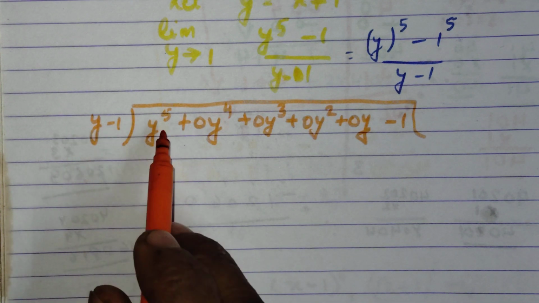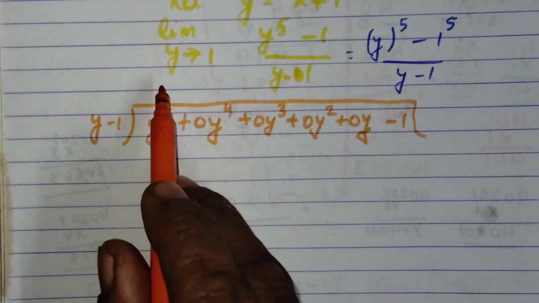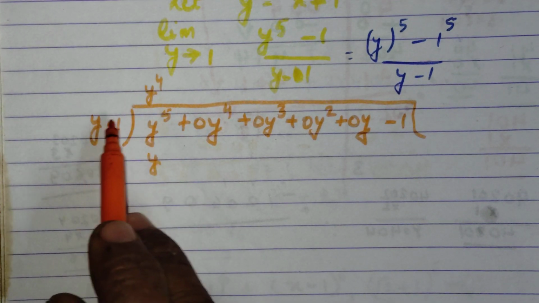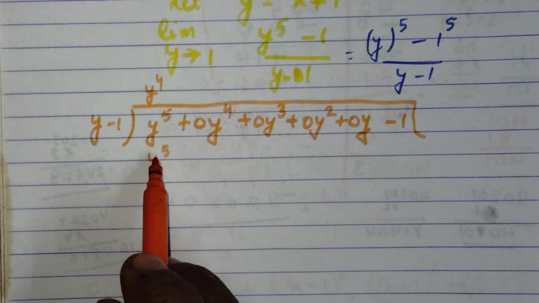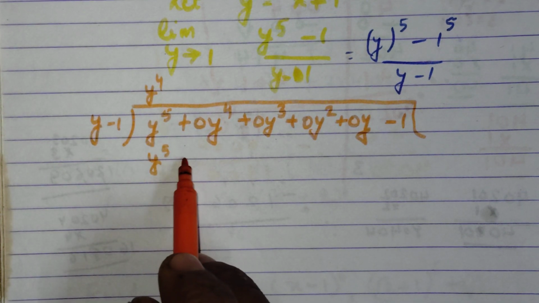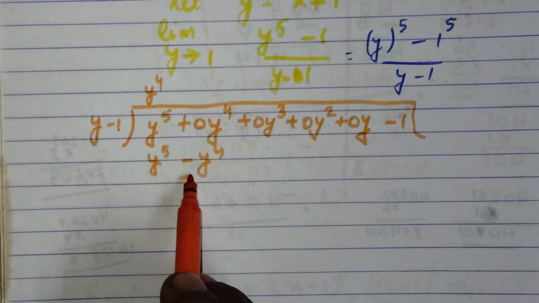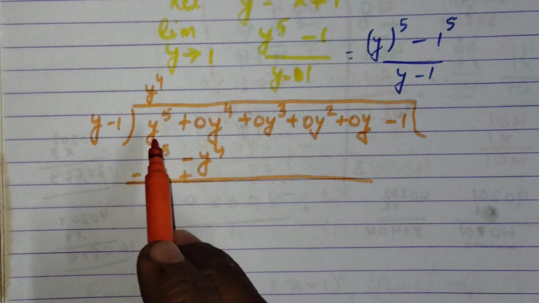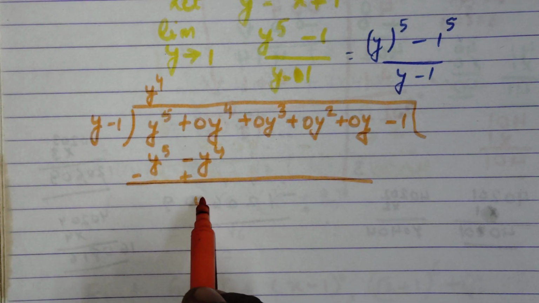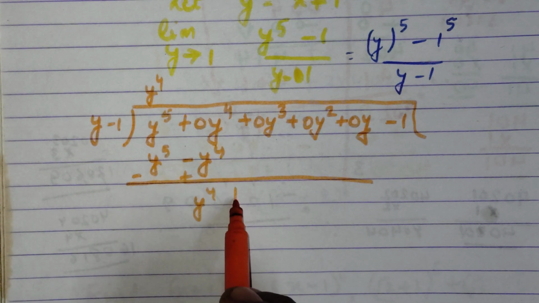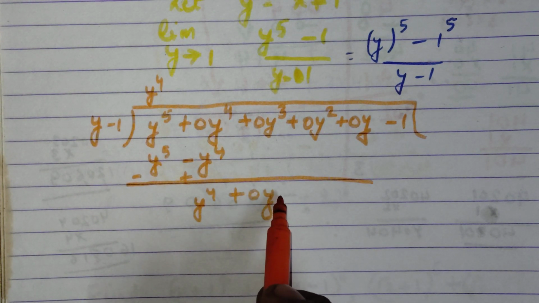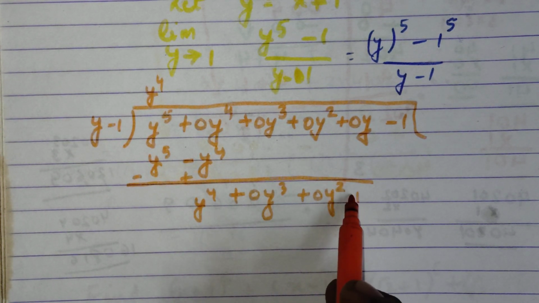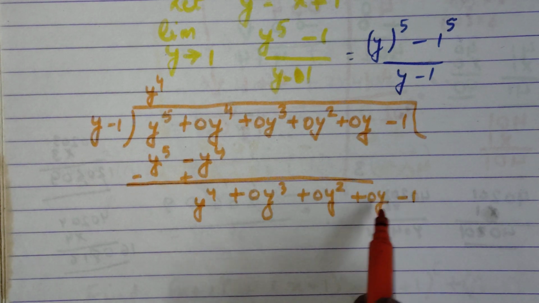Now divide the first term by the first term. y to the power 5 divided by y gives y to the power 4. Multiplying y to the power 4 with the divisor gives y to the power 5 minus y to the power 4. Changing the sign of the subtrahend and adding, this becomes 0 and y to the power 4. The other terms we write as they are. This is the long division method, so it needs more space, and rough work is important here.